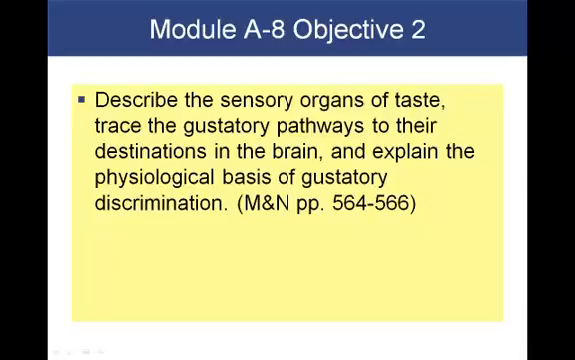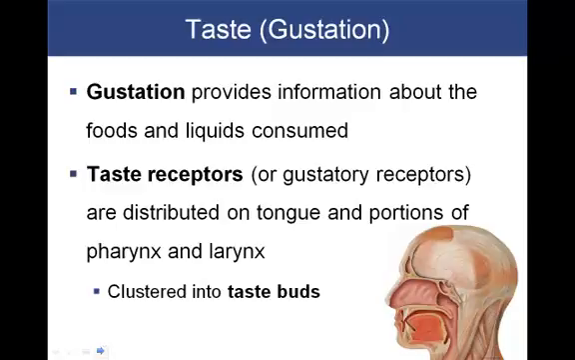This is module A8, objective 2, and in this objective we're going to look at the special sense of gustation, or taste. Gustation allows us to perceive information about the foods that we eat and the liquids that we drink. The particular receptor type are called taste receptors or gustatory receptors. And we find that gustatory receptors are localized on the tongue.